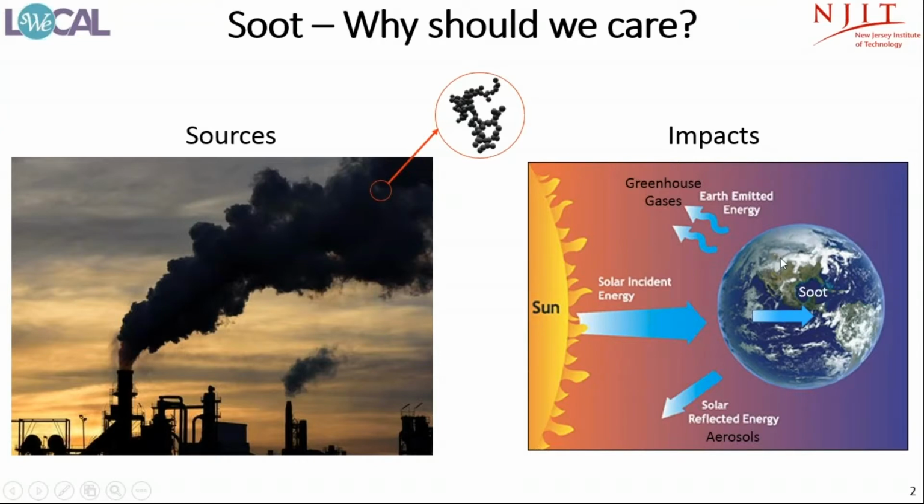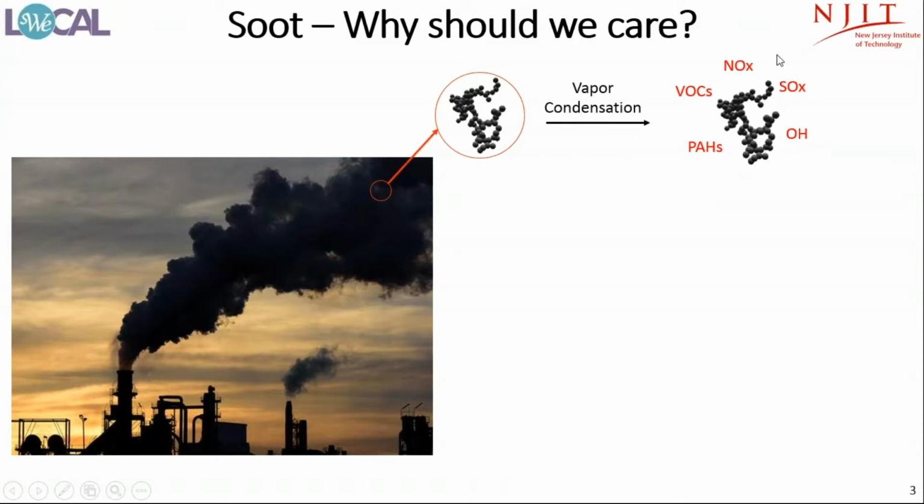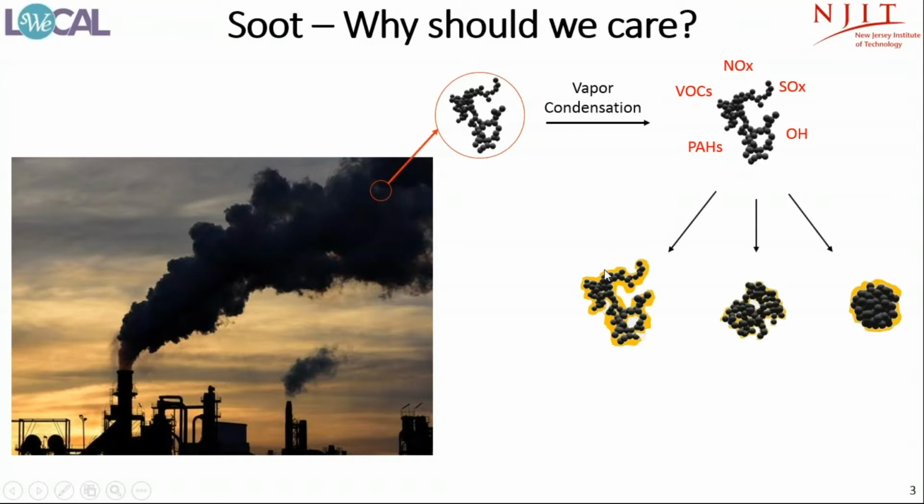contributes to global warming. When soot particles are released into the atmosphere, they interact with other aerosols, and these gases can condense on the surface of the aggregates and cause structural changes. Changes in structure affect the ability of soot particles to scatter and absorb light. And when this happens, it makes it harder to quantify.